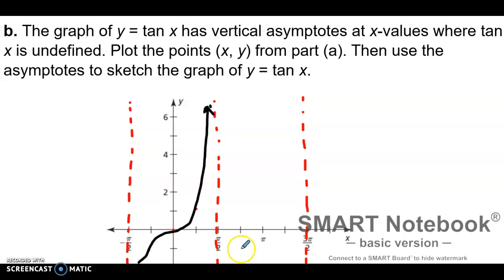I'm going to put the points in right here. So it comes up, crosses, and then continues up. And then each cycle, that's what it's going to look like.